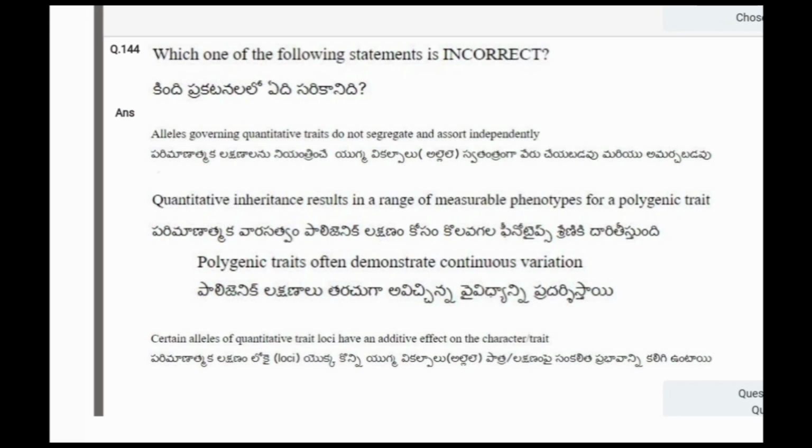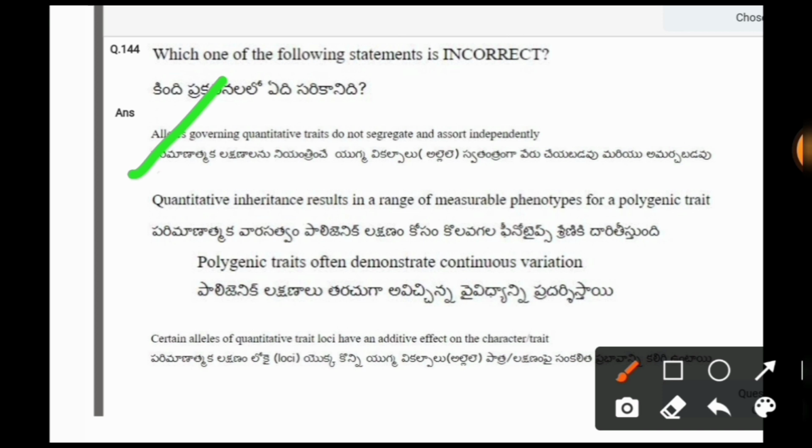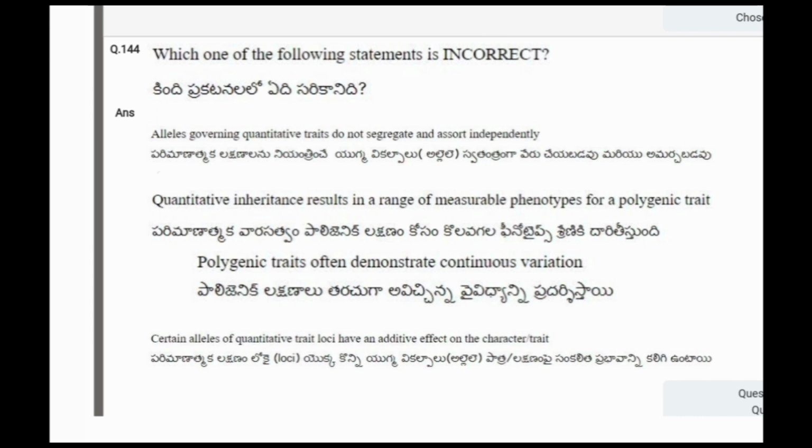Next question. Which of the following statements is incorrect? The alleles governing quantitative traits do not segregate and assort independently. Quantitative inheritance results in a range of measurable phenotypes for a polygenic trait. Polygenic traits often demonstrate continuous variation. Certain alleles of quantitative trait loci have an additive effect on the character or trait. Okay, the correct option is the first one, that is alleles governing quantitative traits do not segregate and assort independently.